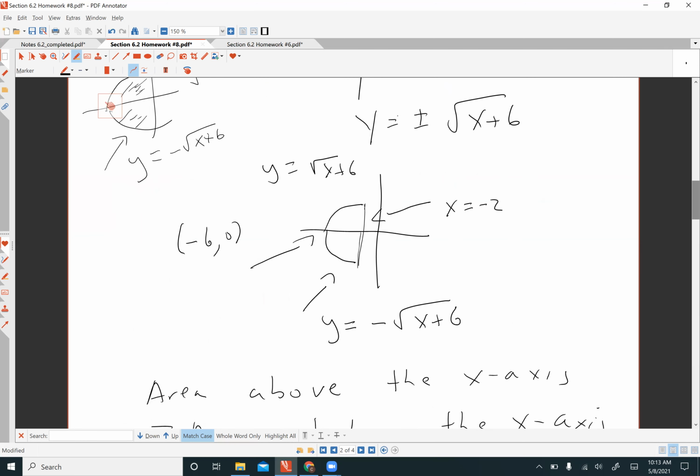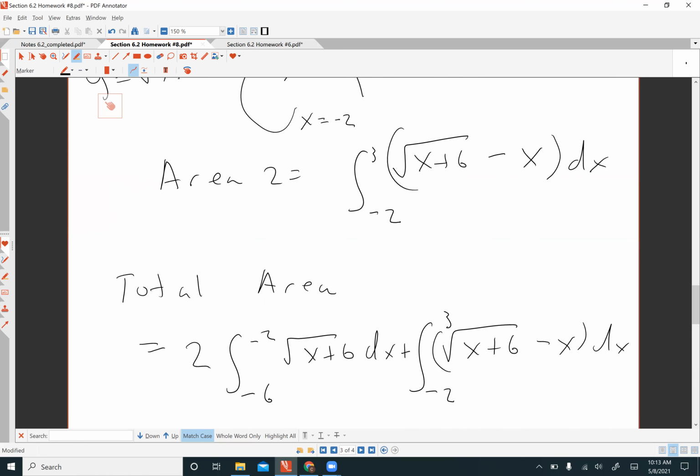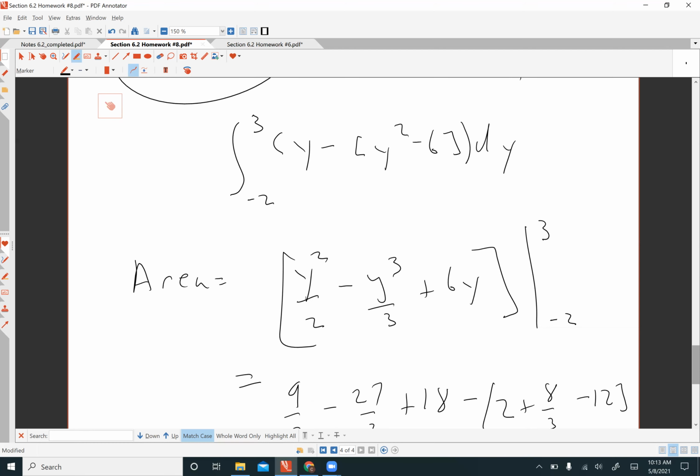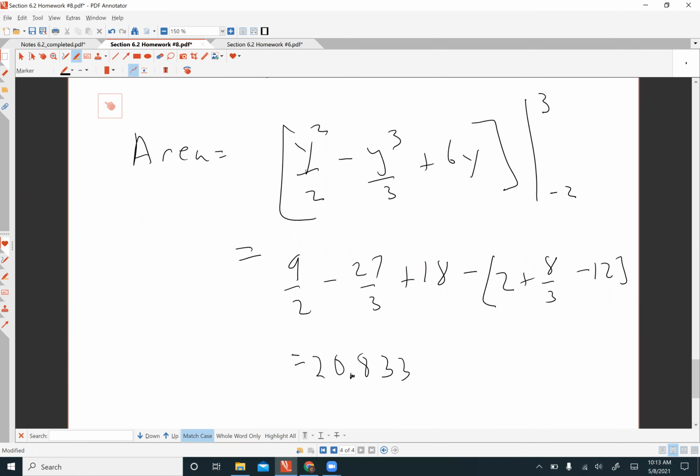When we integrate along the y-axis, it's just one integral: y minus (y squared minus 6) from -2 to 3. If you evaluate it, you get y squared over 2 minus y cubed over 3, and then the minus becomes plus 6, so it's 6y. Then we just evaluate at the endpoints. It turns out to be about 20.833.